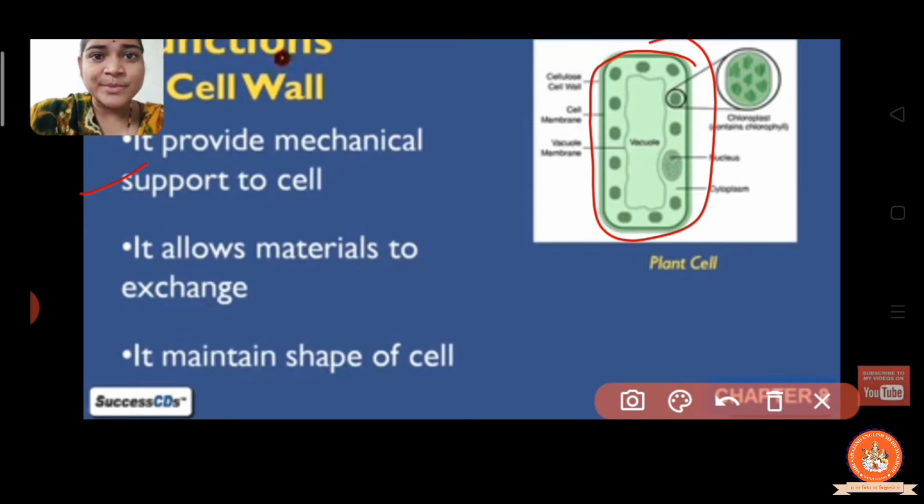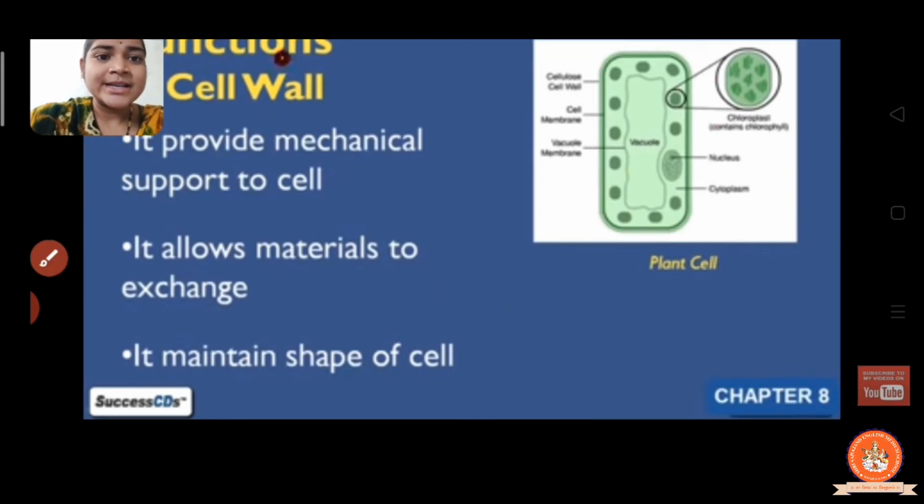Cell membrane also maintains the shape of the cell, right? But it is the outer covering. So the cell wall is the outer covering, and the cell membrane is the inner covering. Got it? So this is the function of the cell wall.